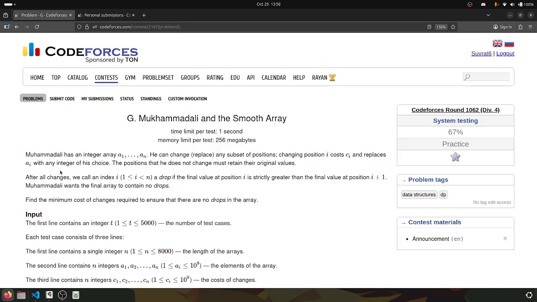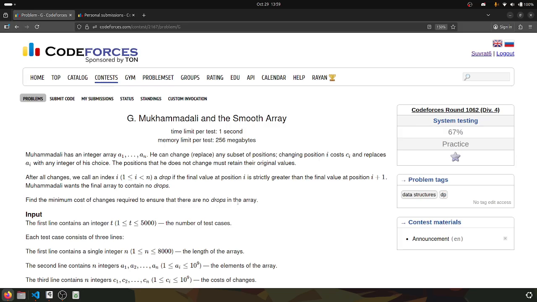So Muhammad Ali has an integer array a1 till an. He can change any subset of positions. Changing position i costs ci and replaces ai with any integer of his choice. The positions that he does not change must retain their original values. After all changes, we call an index i a drop if the final value at position i is strictly greater than the final value at position i plus 1. Muhammad Ali wants the final array to contain no drops. Find the minimum cost of changes required to ensure that there are no drops in the array.